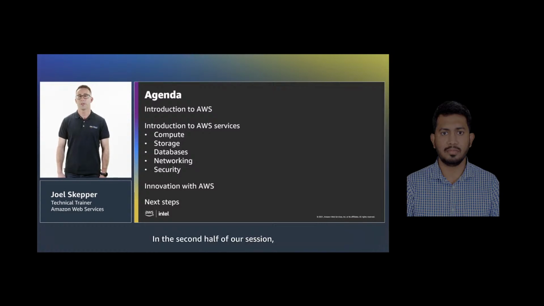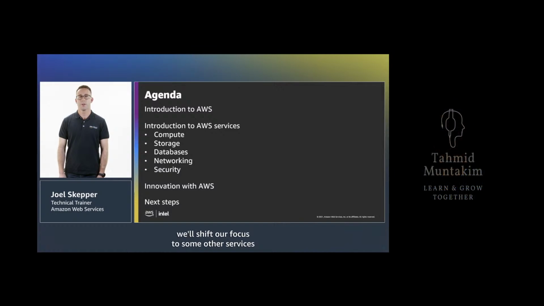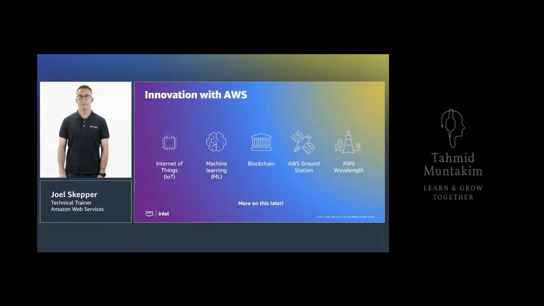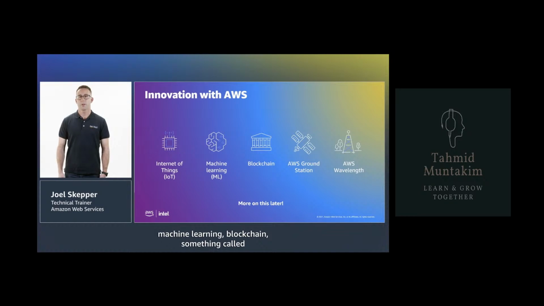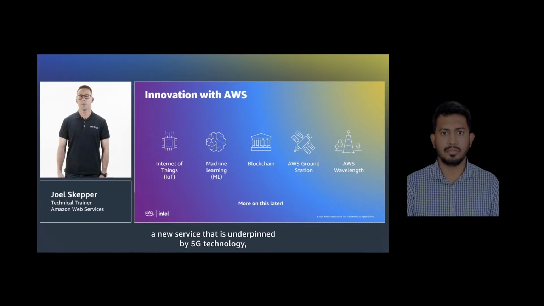In the second half of our session, we'll shift our focus to some other services that enable innovation on AWS. We will cover some different topics such as Internet of Things, machine learning, blockchain, something called AWS Ground Station for satellite communications. And then we're going to talk about AWS Wavelength, a new service that is underpinned by 5G technology, and how we can use that to expand on applications that are possible today.